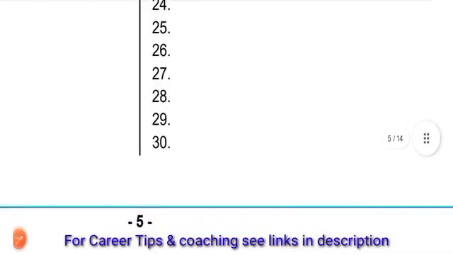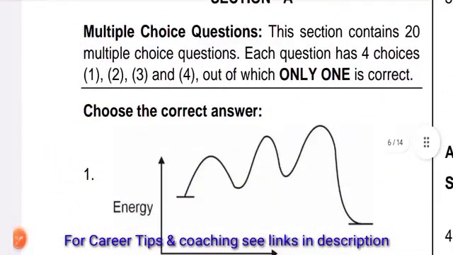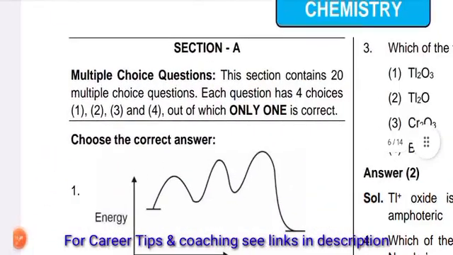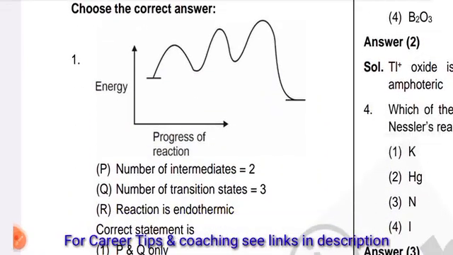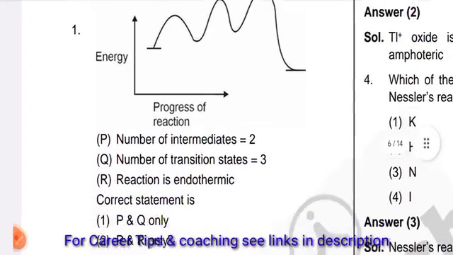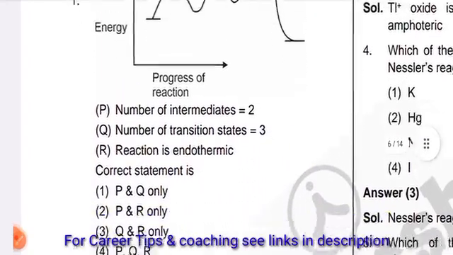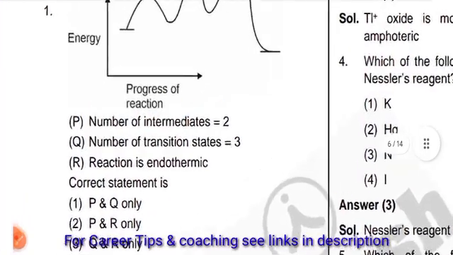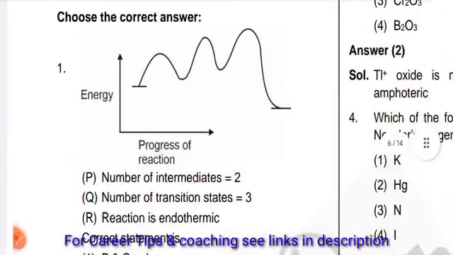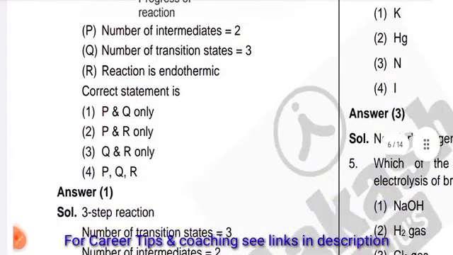And similarly, there are a few more numericals, and if you see the next, mostly in chemistry also, there are certain questions. There is some energy diagram given, and you need to find the correct statement. P is an intermediate, Q is the transition state, and R is the reaction endothermic, right? And you need to find the correct answer.